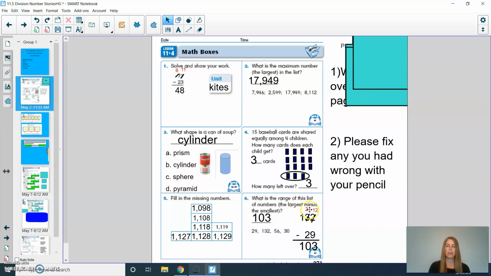For question number 6, what is the range of this list of numbers? So my largest number was 132, my smallest was 29. I couldn't subtract 2 minus 9, so I went next door, I changed the 3 to a 2. This 2 now becomes a 12. 12 minus 9 is 3. 2 minus 2 is 0. It's important that I put the 0 there for that placeholder. 1 minus nothing is 1, giving me my total answer of 103. If you notice that you have any mistakes, please fix those with your pencil and eraser.